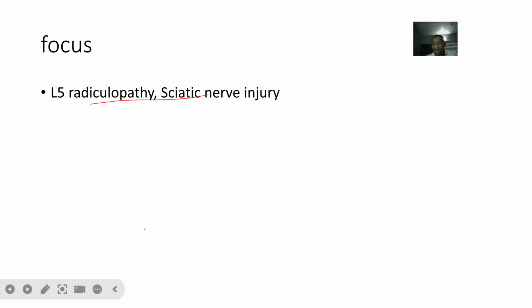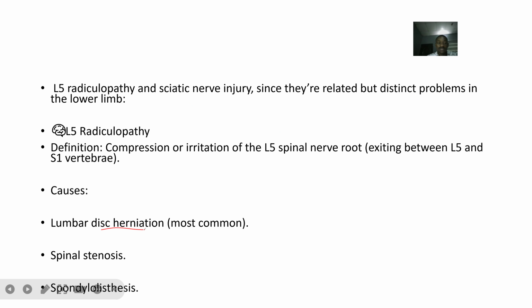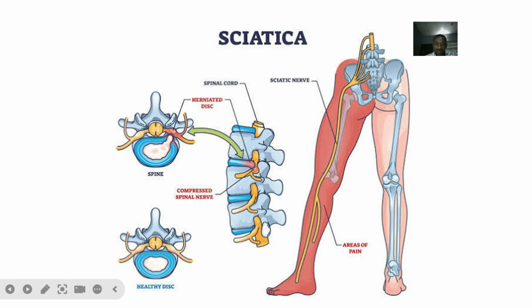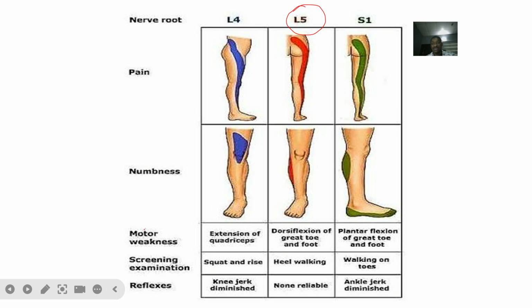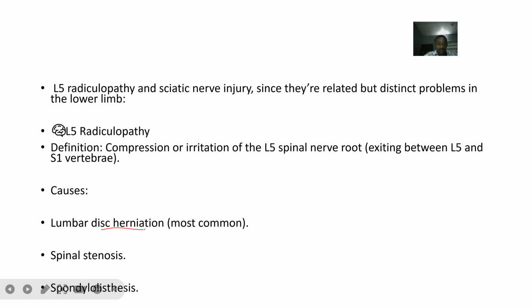Okay, that's better. All right, so starting, we said that the L5 radiculopathy and sciatic nerve injuries, they are related. Do you understand? But they're actually different conditions in the lower limb. Okay, so starting with the L5 radiculopathy, which is this. What could be the L5 radiculopathy? So it's a compression or irritation of the L5 spinal nerve.